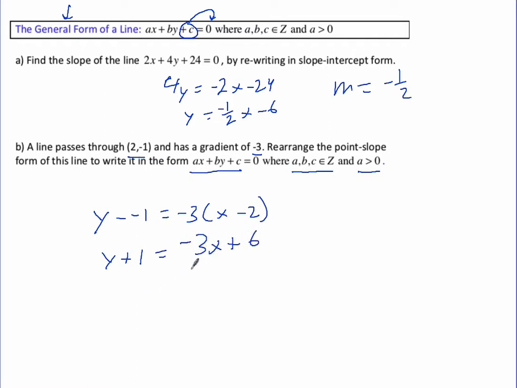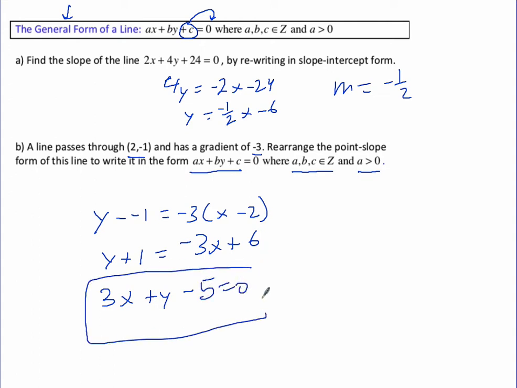Let's add 3x to both sides, and we have 3x plus y, and then we'll subtract 5 from both sides. Minus 5 equals 0. So that's your final answer. All these coefficients are integers. If they're fractions, you'd have to multiply by something to get rid of the fractions. But they're all integers. The a value is greater than 0, so it's in the correct form.